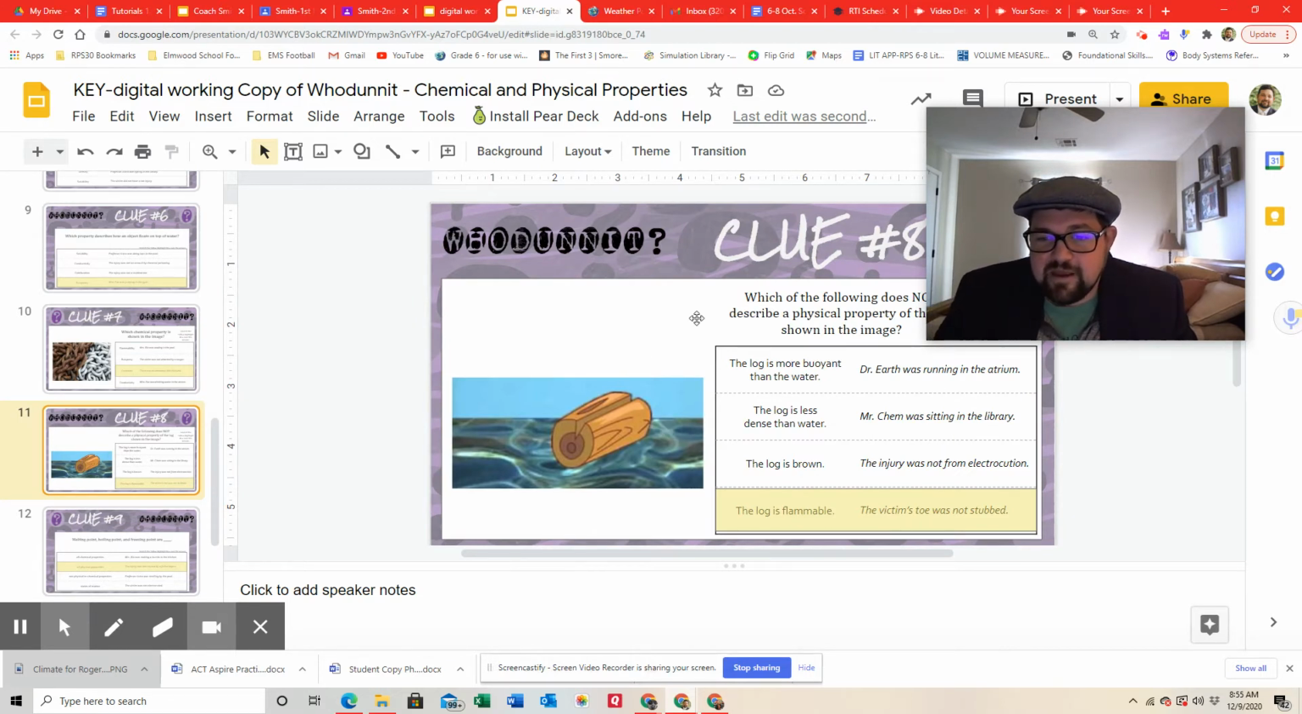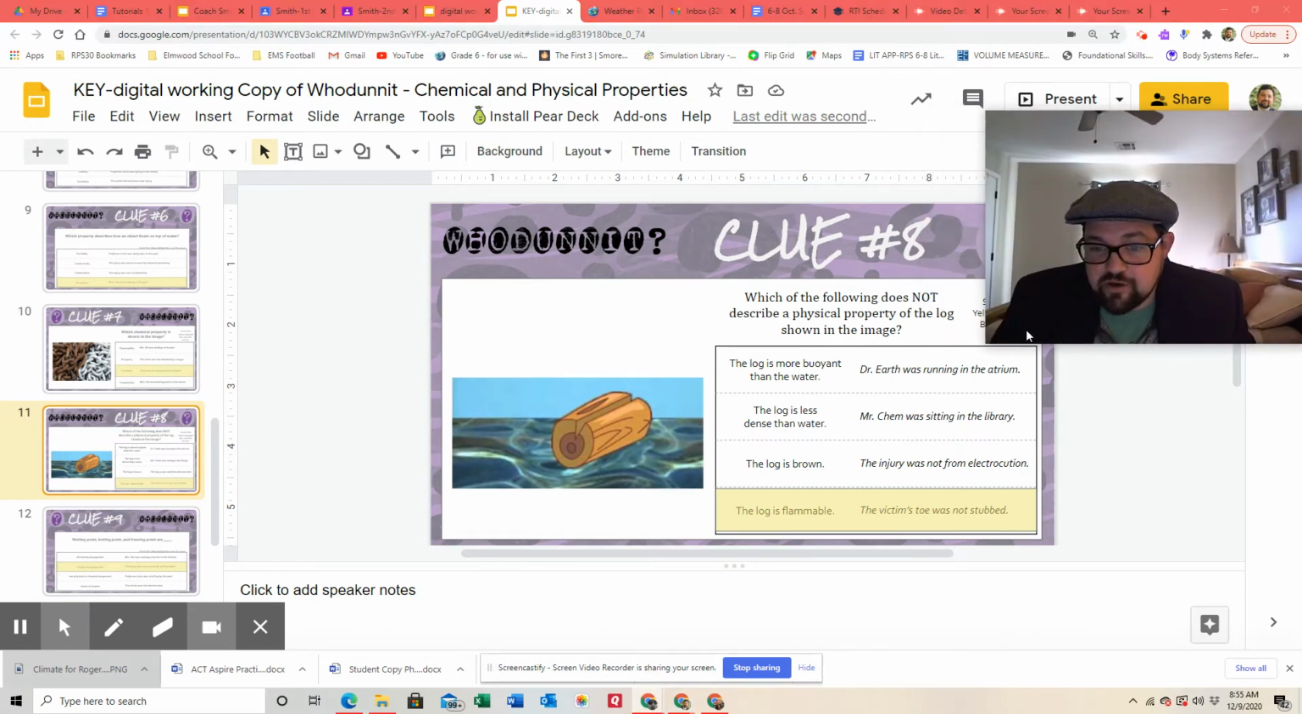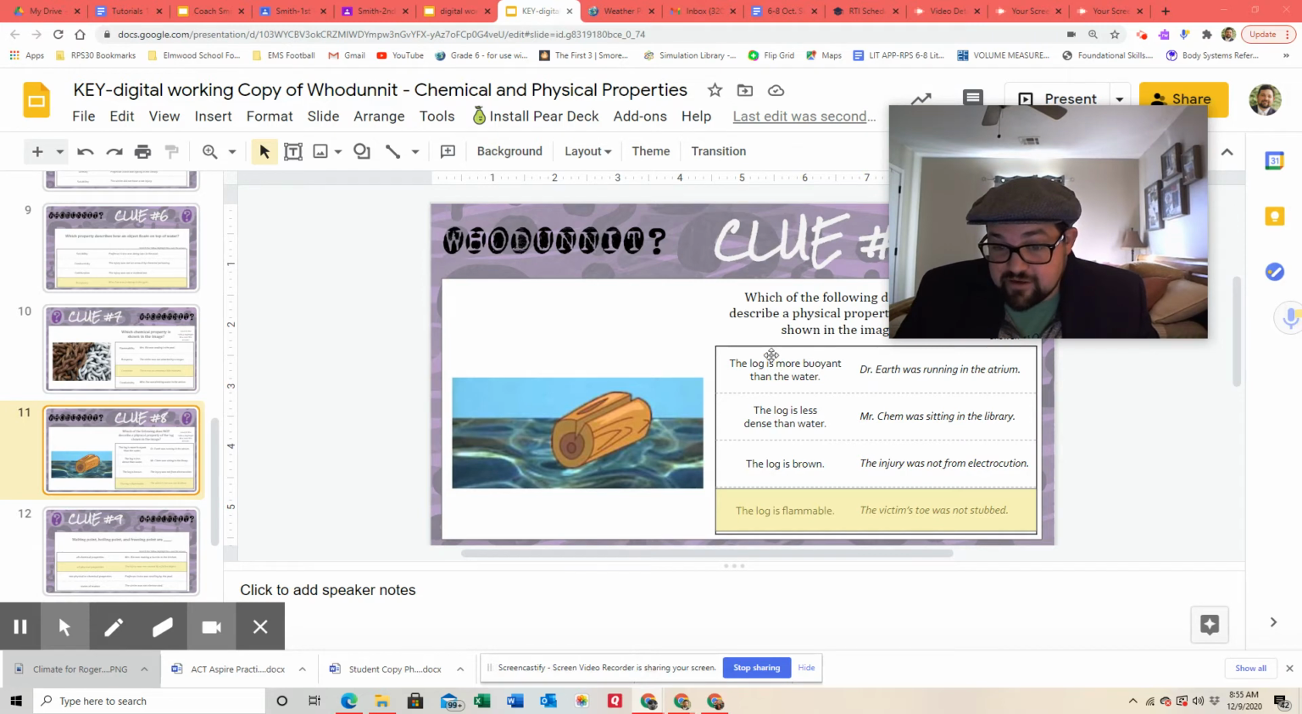Right, clue number 8. Which of the following does not describe the physical property of the log? So all of these are physical properties: buoyancy, the density, the color, except for flammability, which is a reaction, right? So it's also not burning, so we know it's not flammable, or at least not while it's in water.